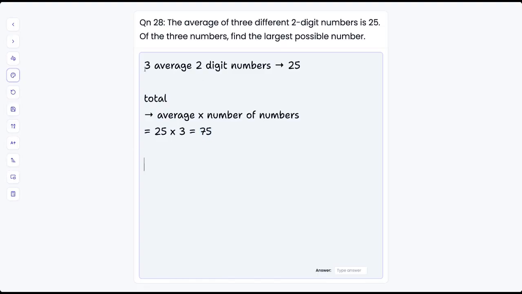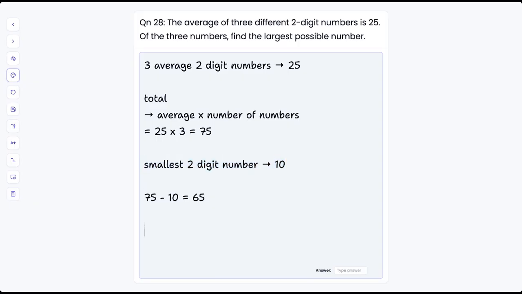All right, so we also have three different two-digit numbers. In this case, what will be the smallest two-digit number? It will be 10. So there we have 75 minus 10, which is equal to 65. This is the smallest two-digit number, right? 10.